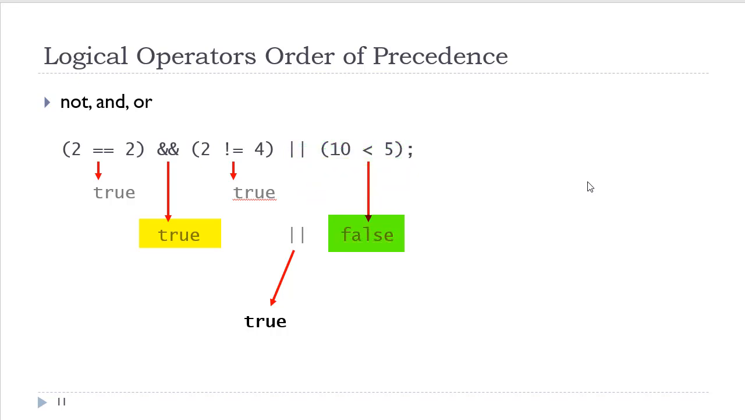On the right of the or we have a false. So because this is an or, only one condition needs to be true. We have a false on the right, a true on the left. Therefore, the result of this expression is true. Again, you can put this in the console and it will tell you.